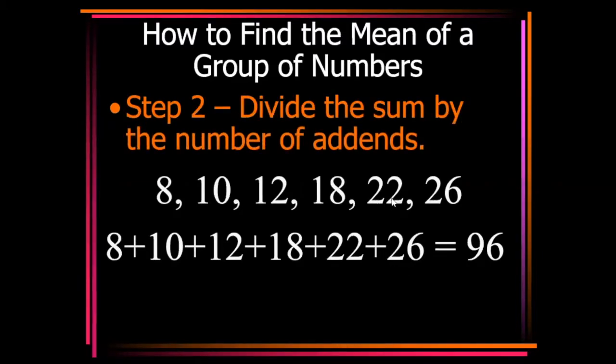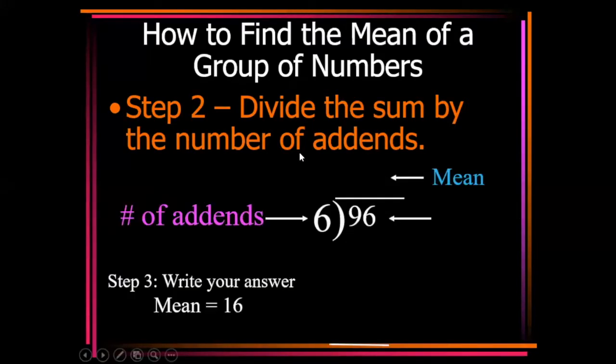Step 2. Divide the sum by the number of add-ins. The sum is 96. How many add-ins are there in this example? Good job, Marshall, Pinder, Francois, Sands, and Webb. Good job, Kirsten, giving me the answer. Okay, our step 2, divide the sum by the number of add-ins. The number of add-ins there are 6.